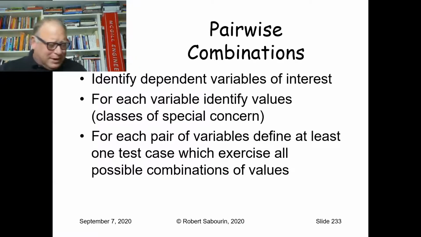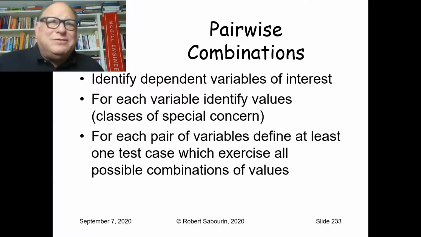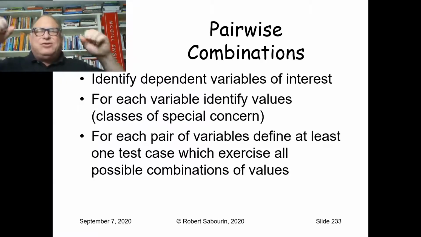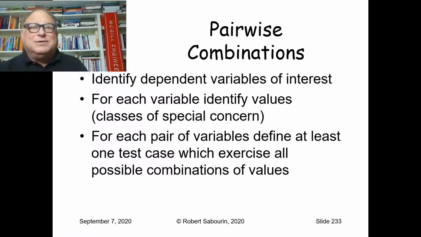For each variable, I want to identify the values of concern. If you're following the test design stuff in order, the value ranges of interest might be almost the same as equivalence classes. So you might say, okay, for each variable, what are the valid equivalence classes? I want to identify the valid equivalence classes for each variable. And then for each pair of variables, I want to find at least one test case which exercises all the possible values of that pair. And I want to build a set that has that truth for every pairing of variables.